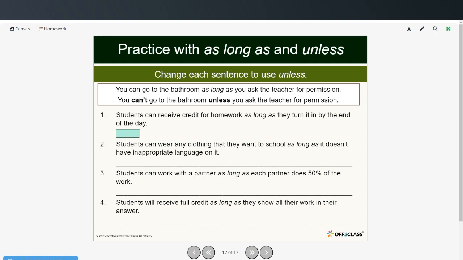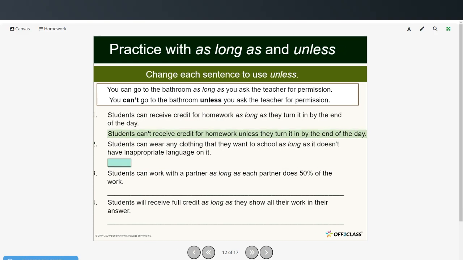All right, students can receive credit for homework as long as they turn it in by the end of the day. Students can't receive credit for homework unless they turn it in by the end of the day.